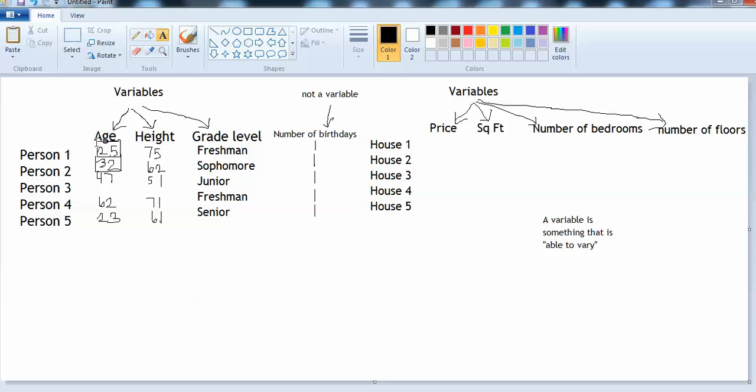So the variable is just the idea of what you're measuring or what you're recording. So the idea of age is a variable, and the idea of height is a variable, and the idea or the concept of grade level is a variable.